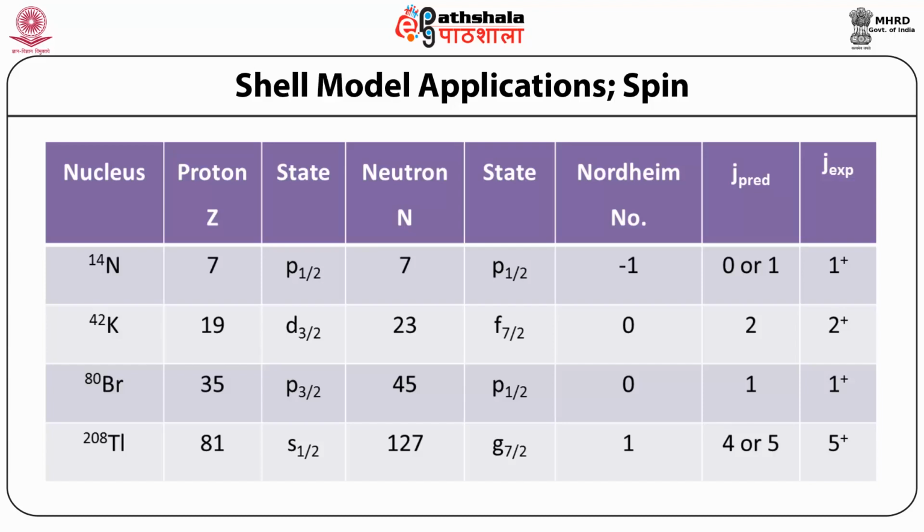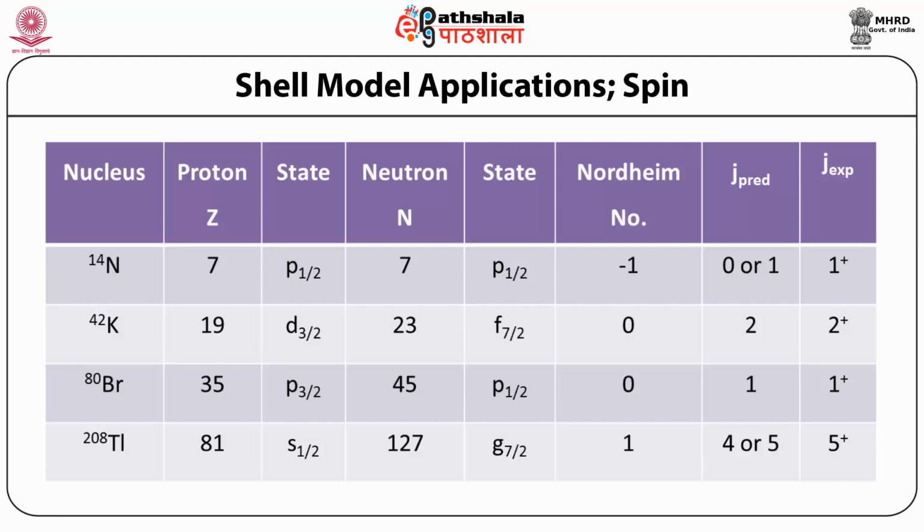is 1 plus. Similarly for potassium-42, the Z number is 19 and the N number is 23. So the 19th proton is in the d3/2 orbital, and the 23rd neutron is in the f7/2 orbital. According to the Nordheim rule, the Nordheim number should be 0 and the predicted spin for potassium-42 is 2, whereas the experimentally observed ground state spin of potassium-42 is 2 plus.